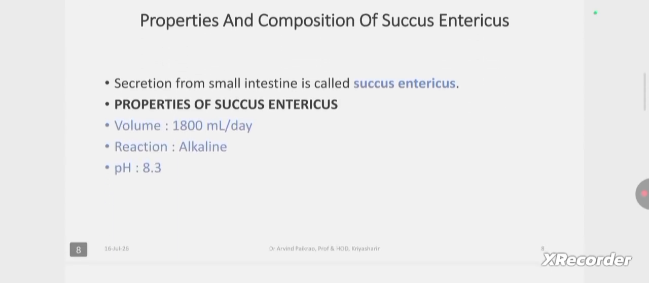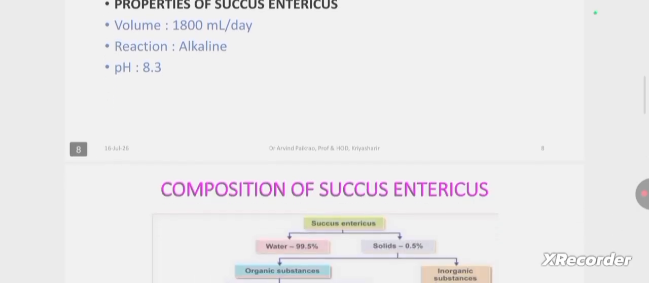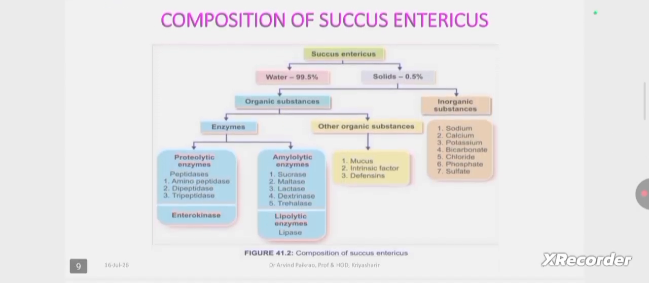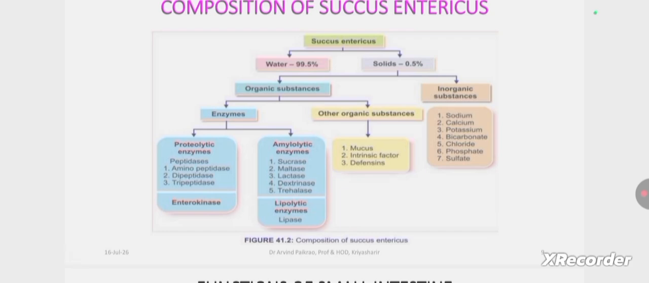Then we'll see the properties and function of succus entericus. Succus entericus is the secretion of the small intestine, and it has a volume of 1800 ml per day. The reaction is alkaline, with a pH of 8.3. What is the composition? Mainly water and solids. It is 99.5% water, and solids are 0.5%.